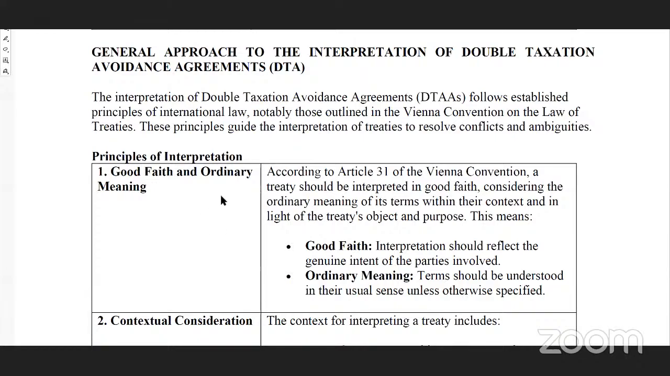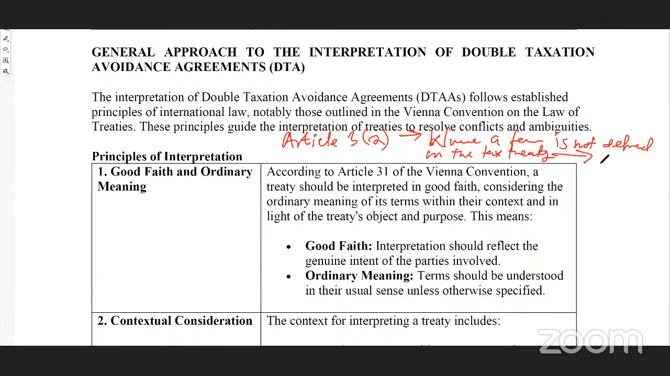Now, before we get to the ordinary meaning, the context of the treaty and other stuff, I want to talk about Article 3(2), which I told you is the ambulatory approach. Now, what we are saying is this: where a term is not defined in the tax treaty, so assuming we cannot get a term in the tax treaty, then we must make reference to the domestic law for its interpretation. Did that make sense? So if a term is not defined under the tax treaty, then I say refer to what? The definition of that term in what?